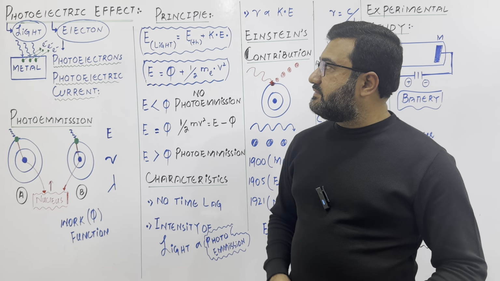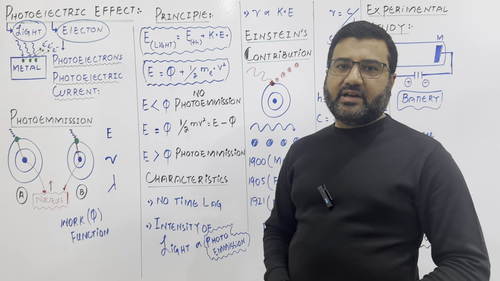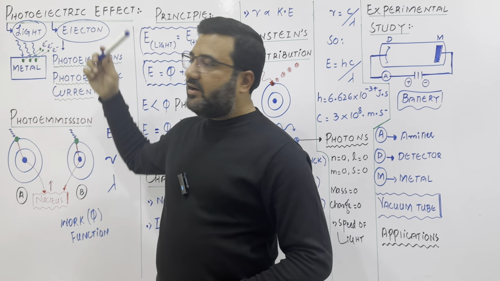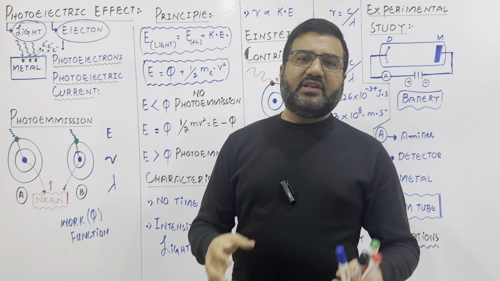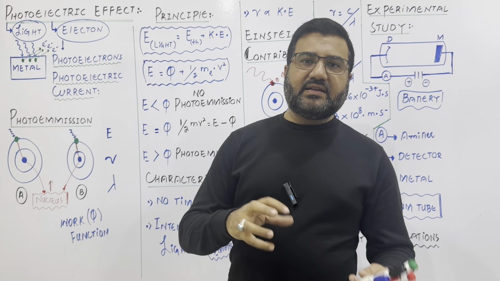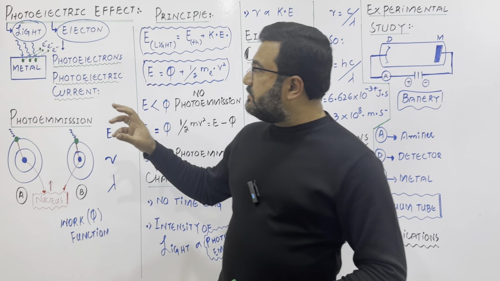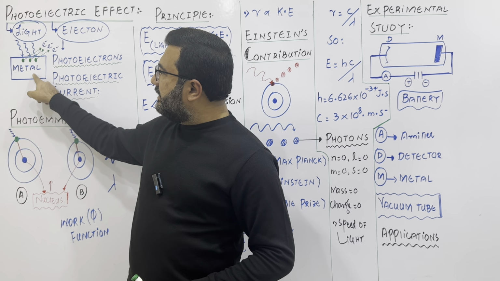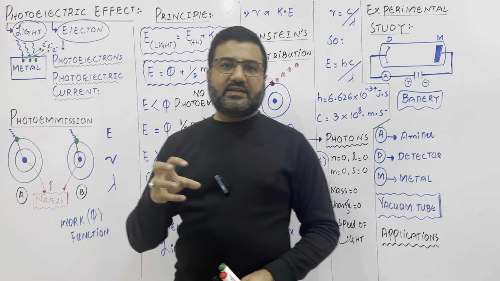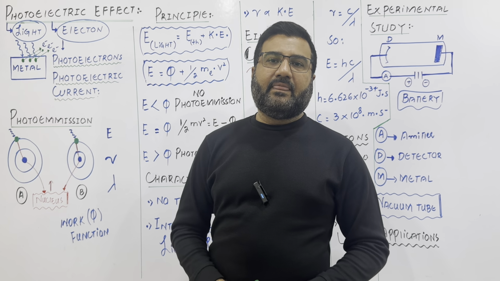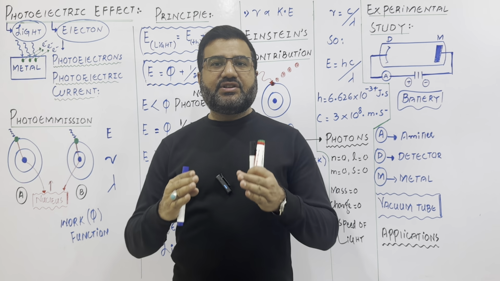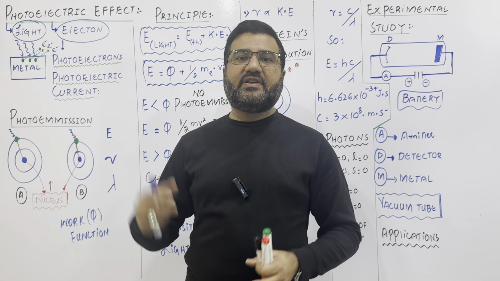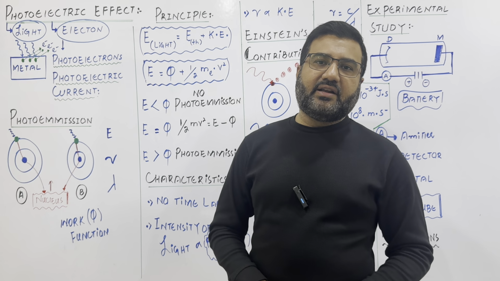My dear students, let us first talk about the introduction of the photoelectric effect. The word photo means light, and the word electric means electron. So this topic is about light and electron. Simply, we can say that when light hits a piece of metal, some electrons are ejected from that piece of metal. This phenomenon of the ejection of electrons from a piece of metal when light hits its surface is called the photoelectric effect.